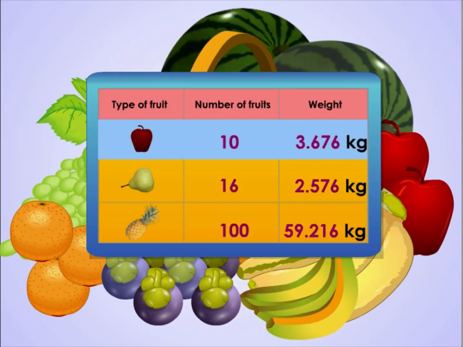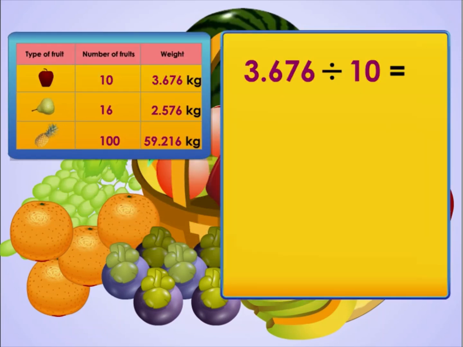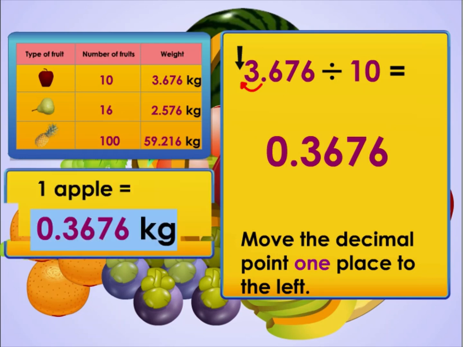Rohan bought a bag of apples that weighs 3.676 kilograms. In the bag there are 10 apples. What is the weight of one apple? Do you remember what to do when dividing a decimal number by 10, 100 and 1000? Yes, we move the decimal point left as many places as there are zeros in the divisor. So, how do we divide a decimal by 10? Yes, move the decimal point one place to the left. So, one apple weighs 0.3676 kilograms.